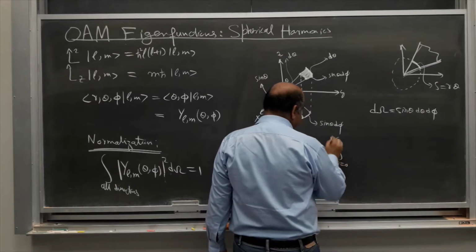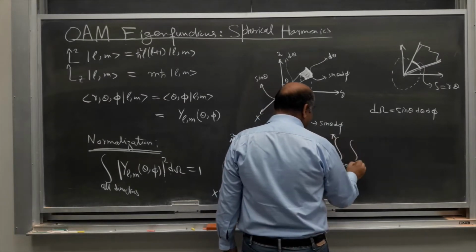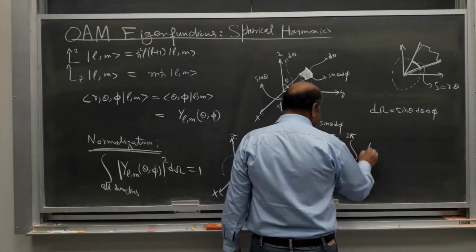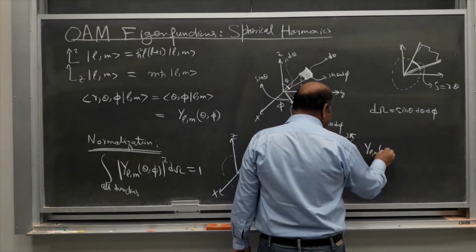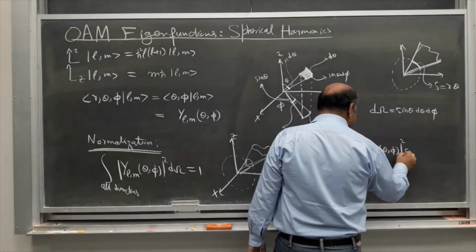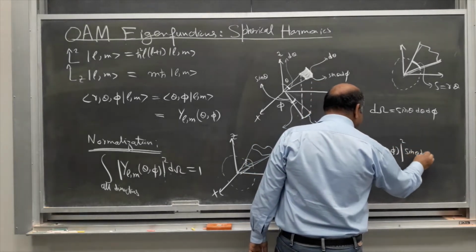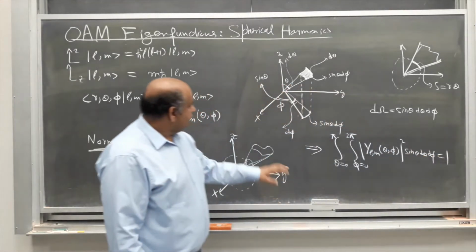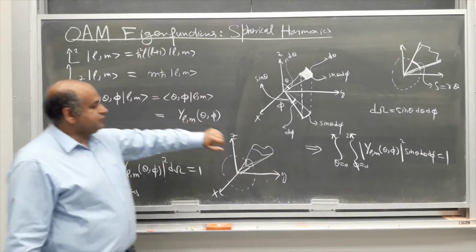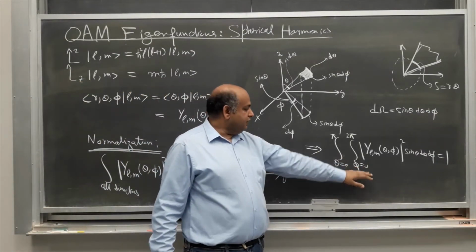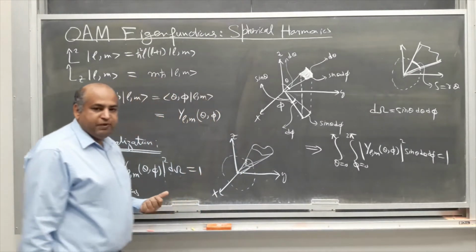Which means that our normalization integral becomes the integral over theta from 0 to pi, integral over phi from 0 to 2 pi, of |Y_lm(theta, phi)| squared sine theta d phi d theta. So our eigenstates must satisfy this normalization condition for the probabilities to make sense.